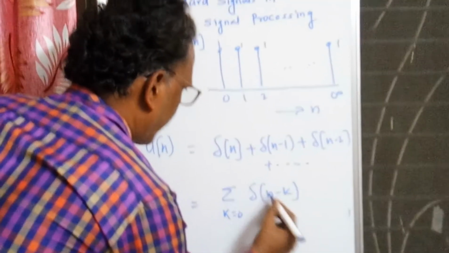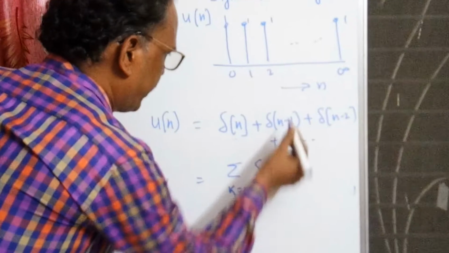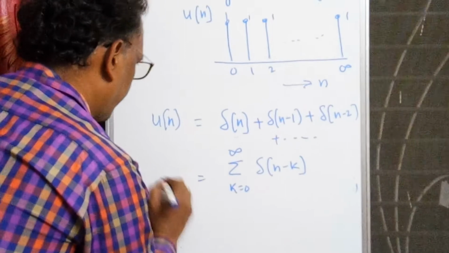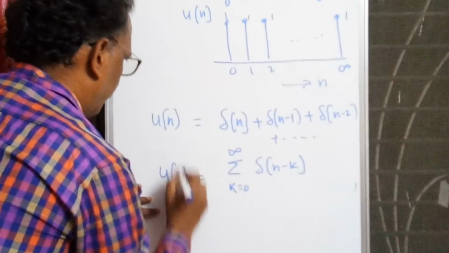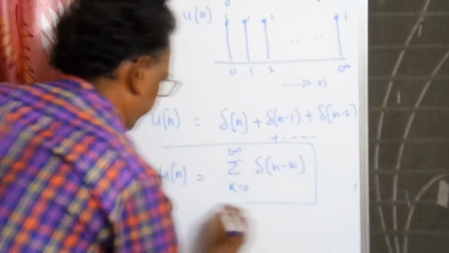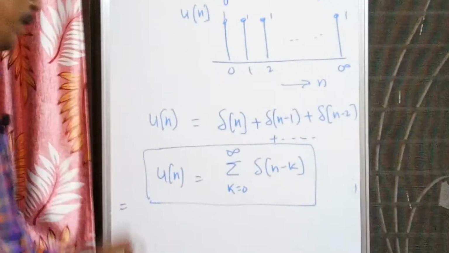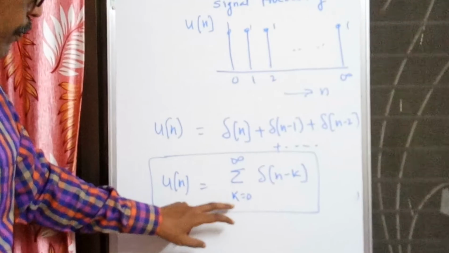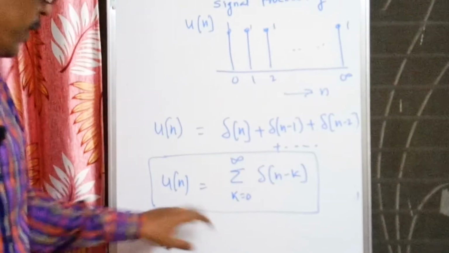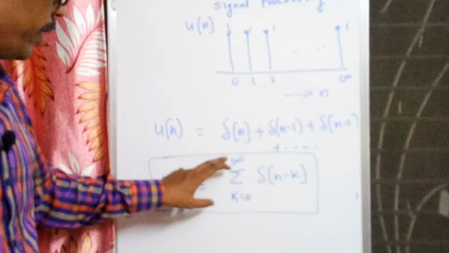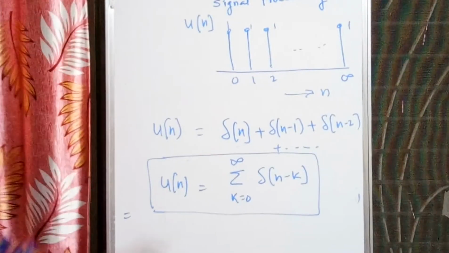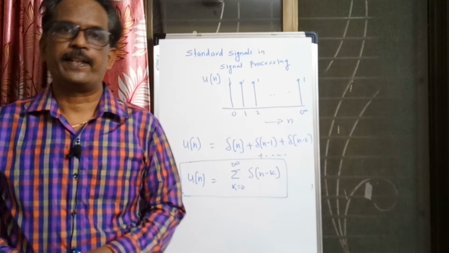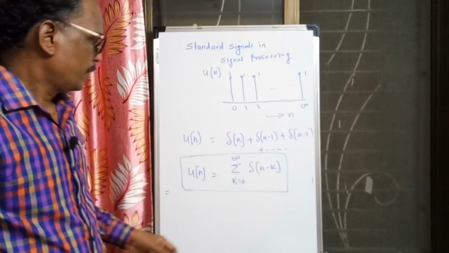If I say k equal to 0, I get δ[n]. K equal to 1, δ[n-1]. K equal to 2, δ[n-2]. So I can write k equal to 0 to infinity: u[n] equals δ[n-k], where k is varying from 0 to infinity, and a summation. u[n] equals the summation from k equal to 0 to infinity of δ[n-k]. This is also an important equation, which is required many times while writing u[n] in terms of δ[n].